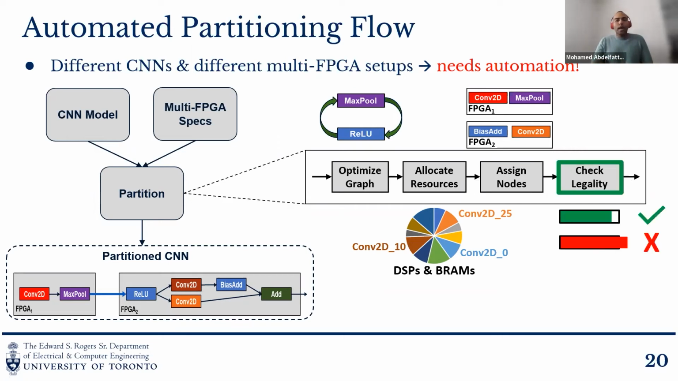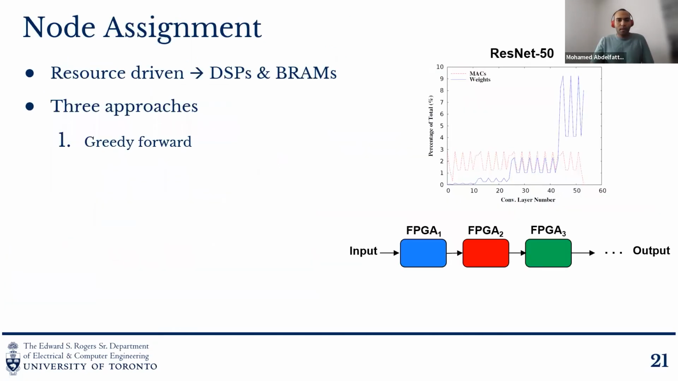Things can go wrong, so we have this legality check to make sure that we do not assign a node or a group of nodes to a certain FPGA that require more resources than what's available on that FPGA. So I'll talk more about the node assignment stage.